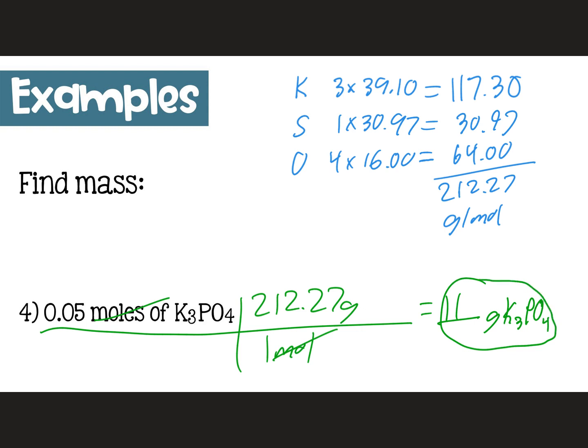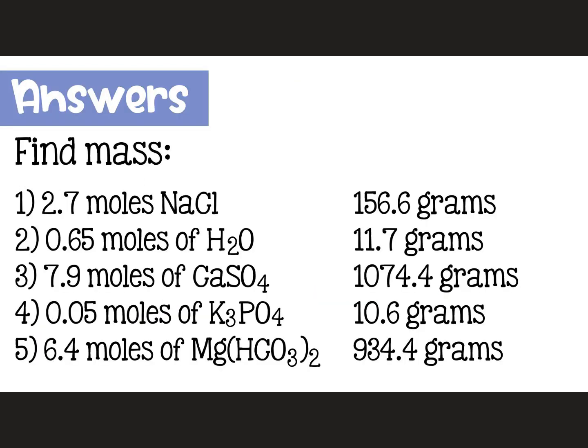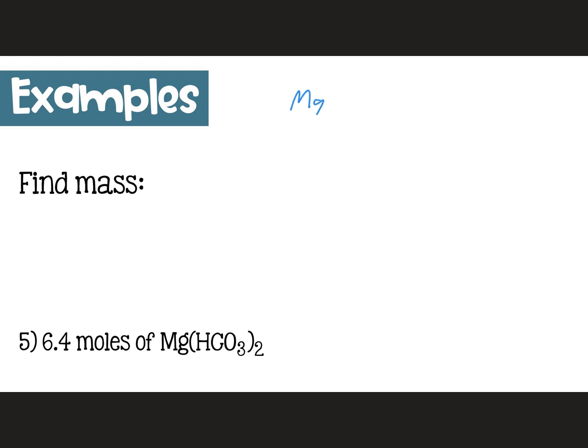10.6135 rounds to 11 grams of potassium phosphate. You may pause the video and check all of your answers to 1 through 5. Finally, let's convert 6.4 moles of magnesium bicarbonate into grams.